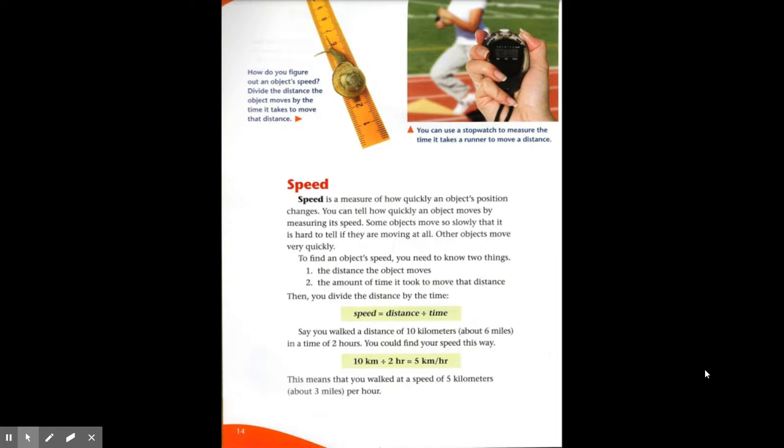Say you walked a distance of 10 kilometers, that's about 6 miles, in a time of 2 hours. You could find your speed this way. 10 kilometers divided by 2 hours is equal to 5 kilometers per hour. This means you walked at a speed of 5 kilometers, or about 3 miles per hour.